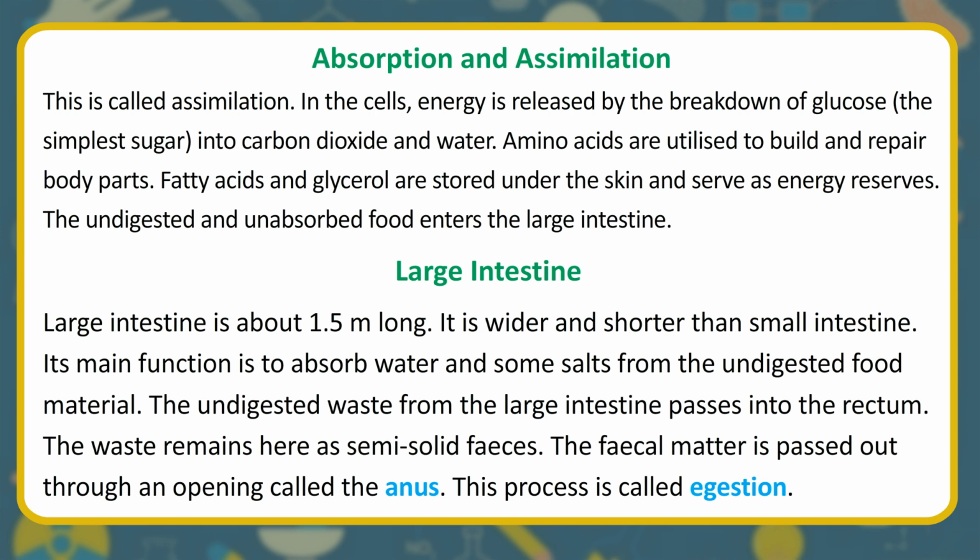The undigested waste from the large intestine passes into the rectum. The waste remains here as semi-solid feces. The fecal matter is passed out through an opening, called the anus. This process is called egestion.